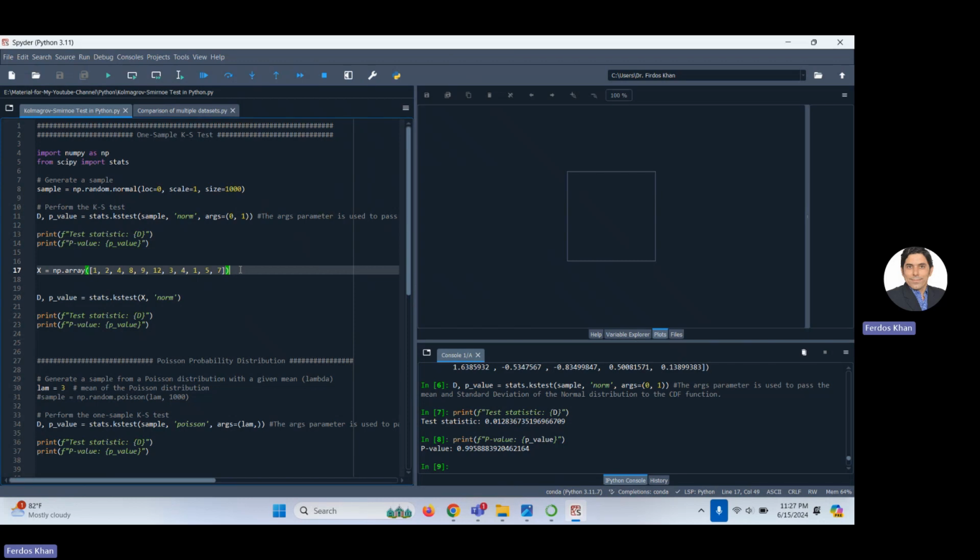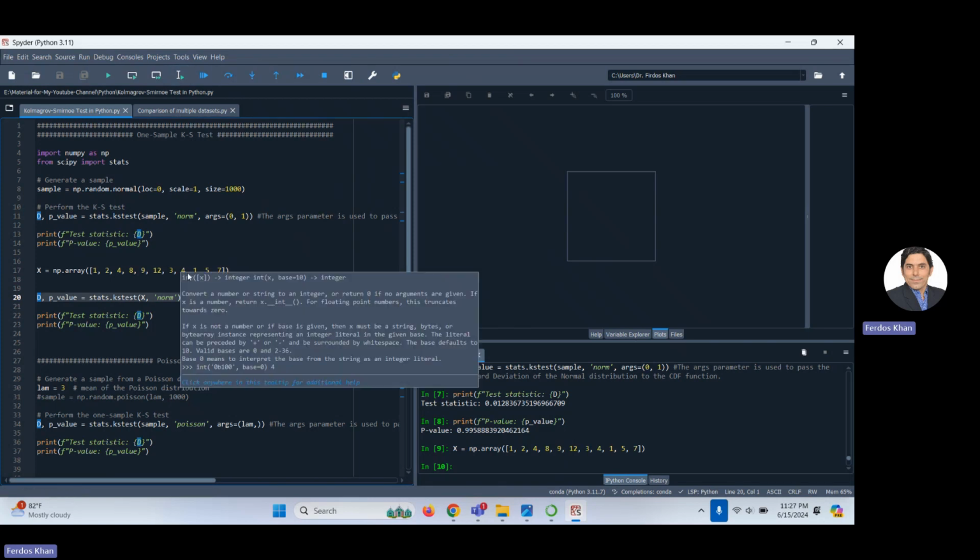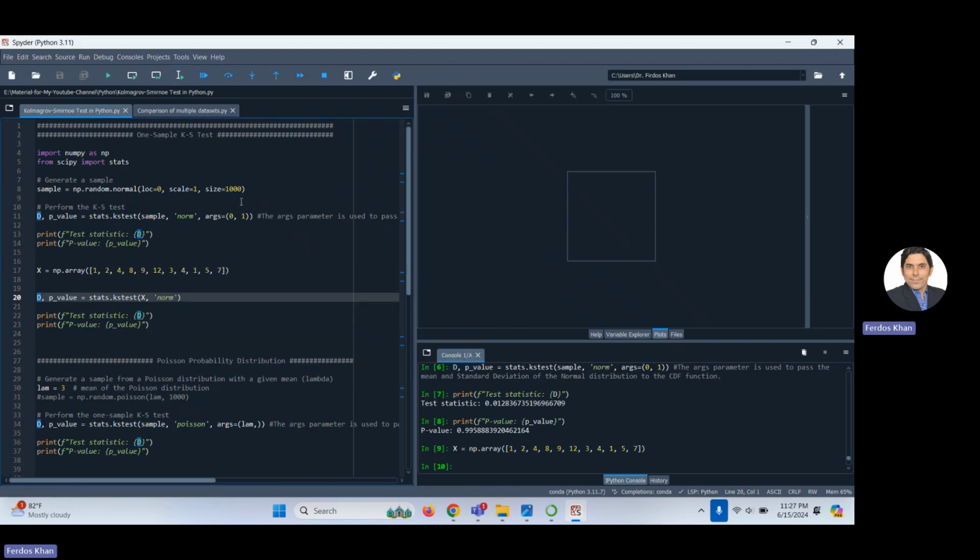Okay, now this is another data. I'm just generating this data: 1, 2, 4, 8, 10, 9, 12, 3, 4, 1, 5, 7. This is the data, and I want to test whether this data belongs to a normal distribution or not. So this is the data now in X, and now again the same command, D and p-value, in the same command. I don't have the mean like the other, so I'm not mentioning this here.